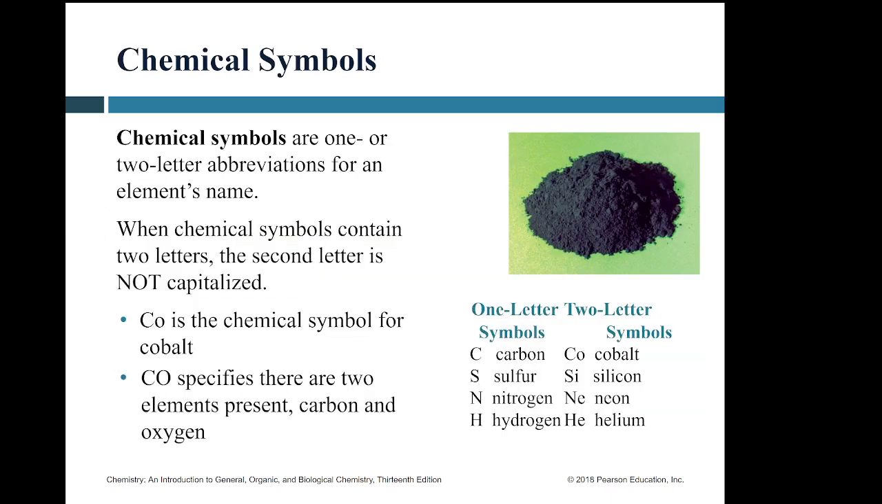Anyways, chemical symbols are 1 or 2 letter abbreviations for an element's name. Can you have a 3-letter symbol? Nope, no 3-letter symbols. When chemical symbols contain 2 letters, the second letter is not capitalized, only the first is ever capitalized. Co is the chemical symbol for cobalt, for example. If you were to write a capital C and a capital O, that would not be cobalt, would it? That would be carbon monoxide, okay?